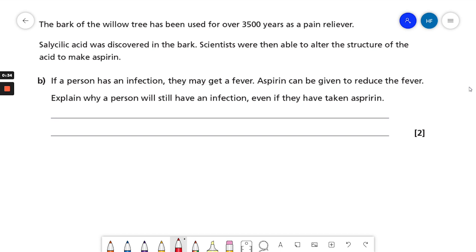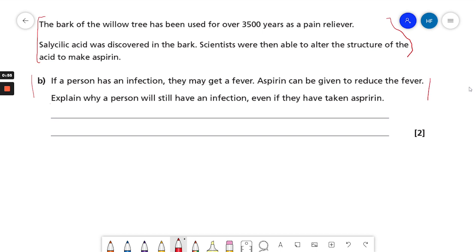Let's start by unpicking some of the information given. The first part up here, this is what I would call setting the scene information. It's just giving an introduction to where aspirin came from. The important part is further down here. This is what we need to focus on.